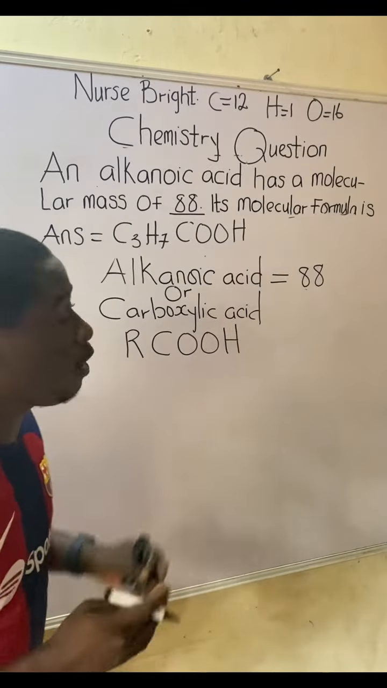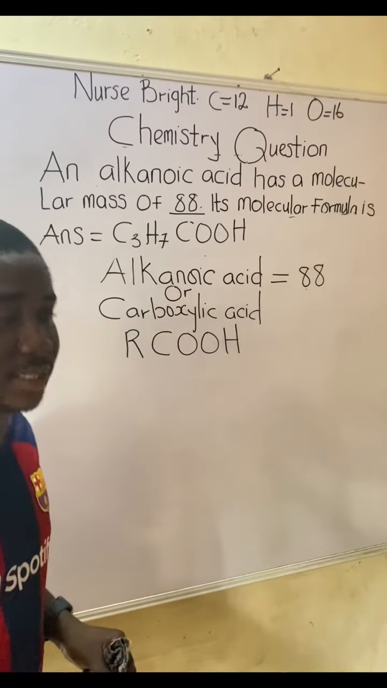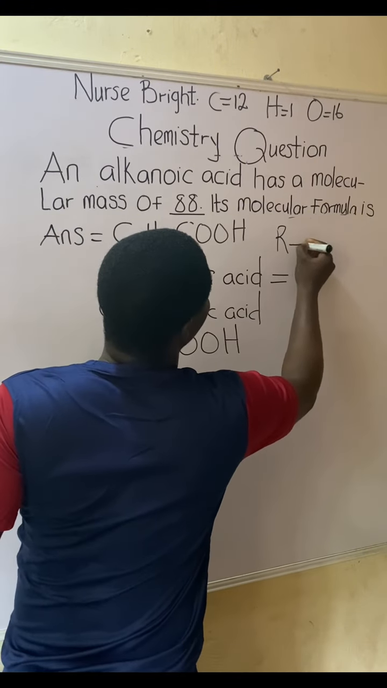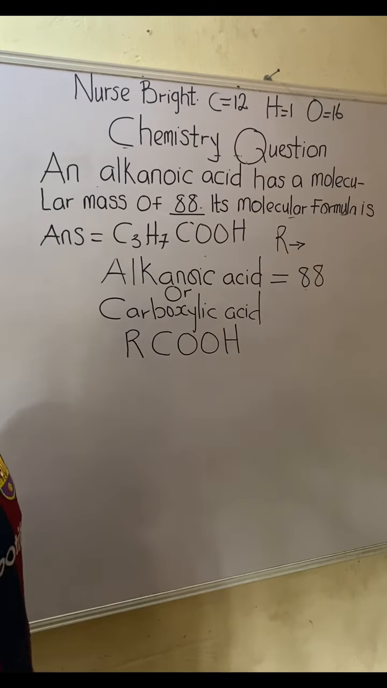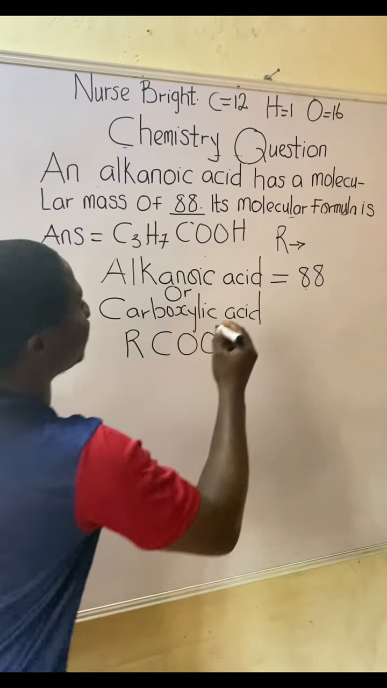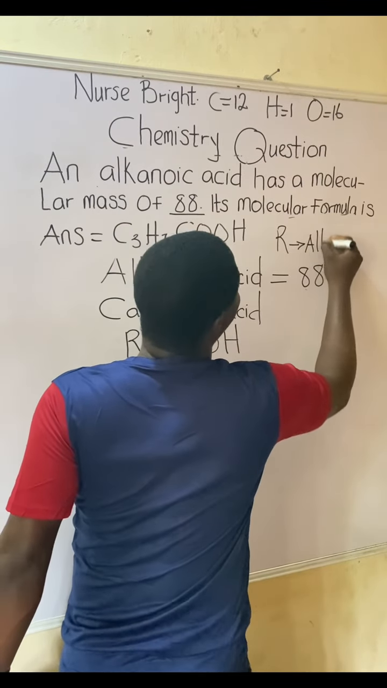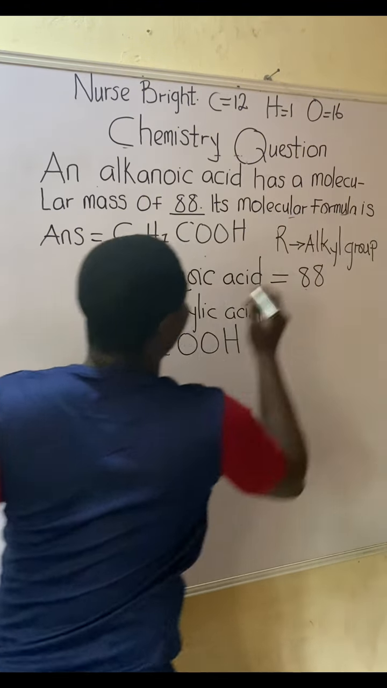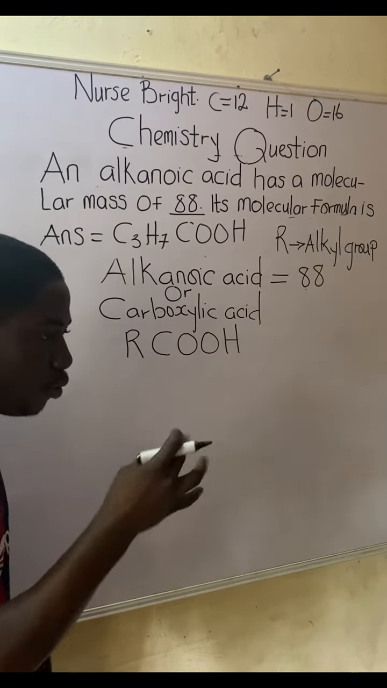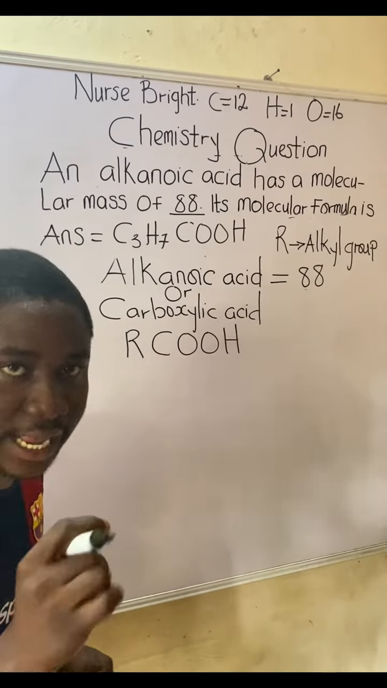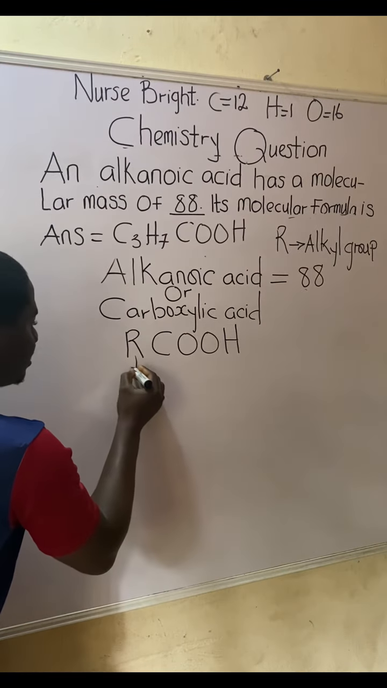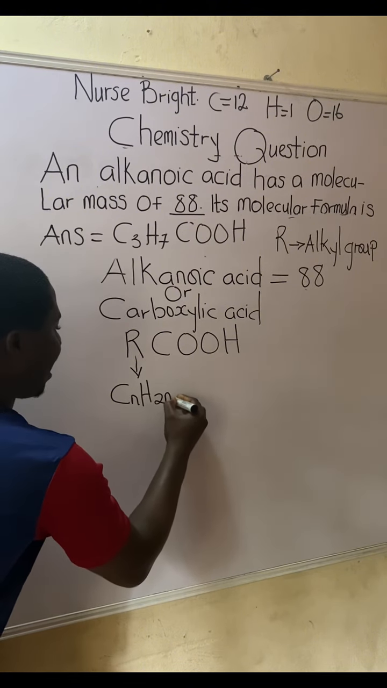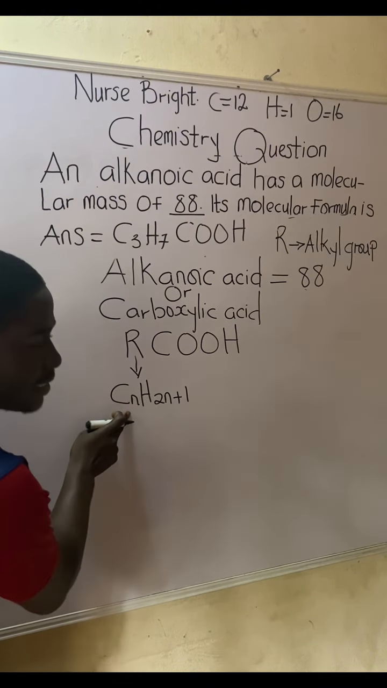This is the general formula for alkanoic acid, whereby this R we are looking at here signifies a group called the alkyl group. Are you following me? It signifies the alkyl group. And another thing we have to understand about this R is that it has its own formula. So R is simply this, please watch. It is CnH2n+1. This is R.